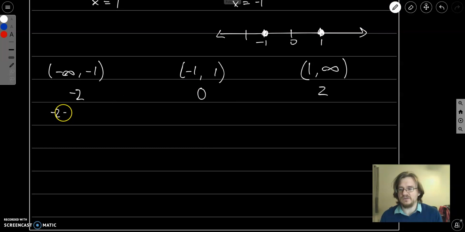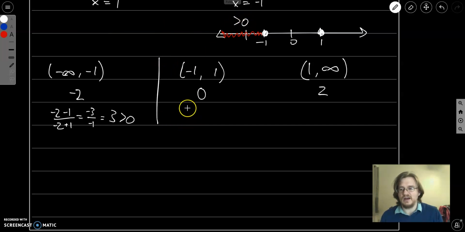So I've got negative 2 minus 1 over negative 2 plus 1. If I simplify this, negative 2 minus 1 is negative 3. Negative 2 plus 1 is negative 1. And negative signs cancel, so this is going to be positive. So in the region to the left of negative 1, this is going to be positive.